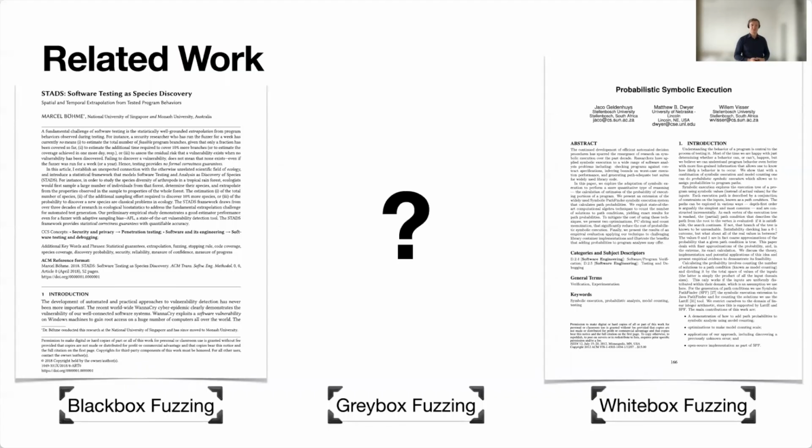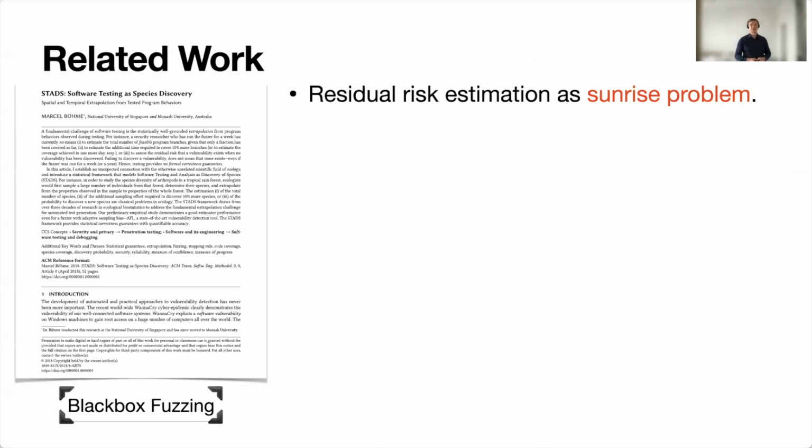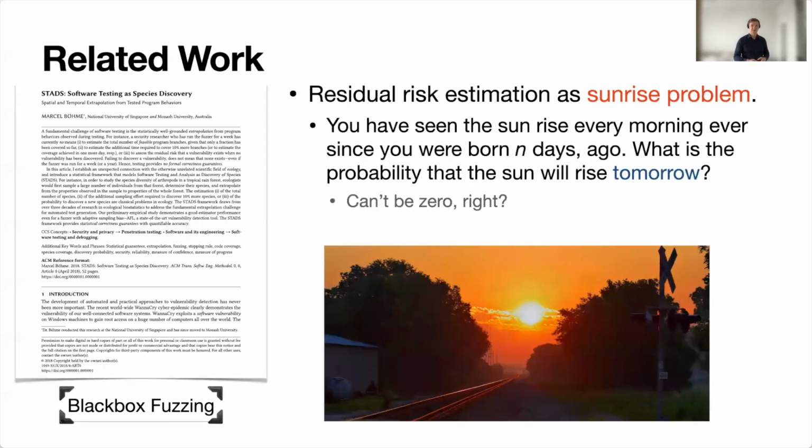So there has been previous work on this, particularly for white box fuzzing, but also for black box fuzzing. And we are contributing estimation for Greybox fuzzing, which is now the state of the art. In black box fuzzing, you could see the estimation of residual risk as a sunrise problem. What is the probability that a bug is found if you generated one more test input? The question in the sunrise problem is, what is the probability that the sun will rise tomorrow? The probability can't be zero. You only have positive evidence of the sun rising. There's still some probability weight over negative evidence: the sun will not rise tomorrow.